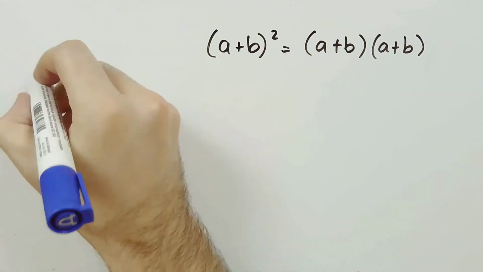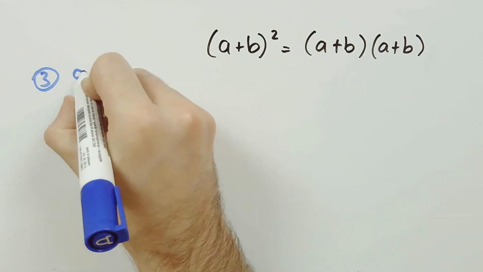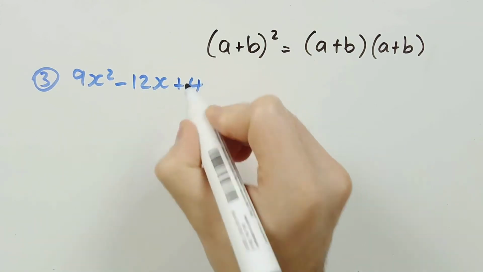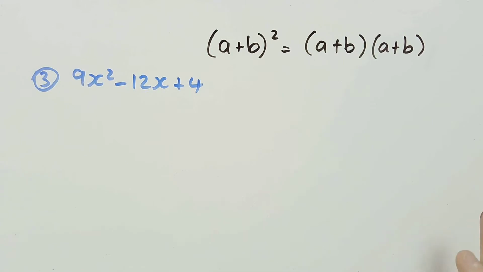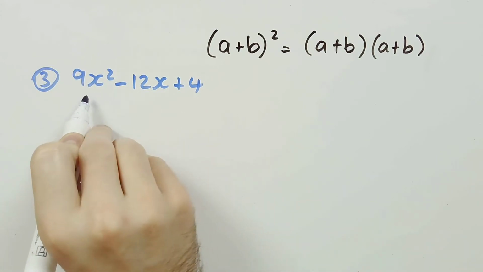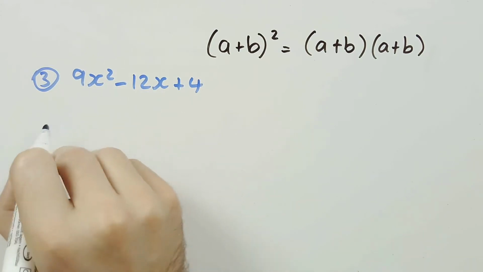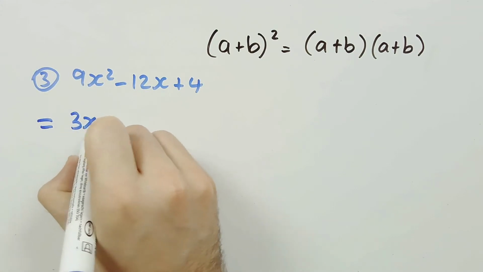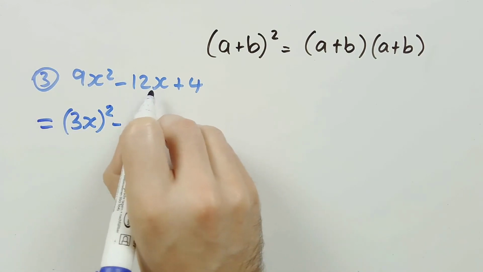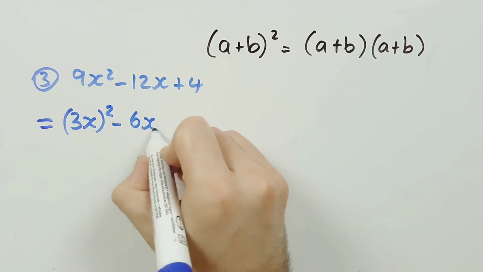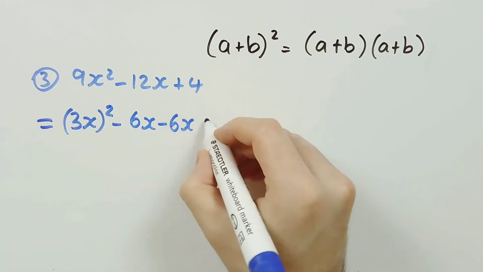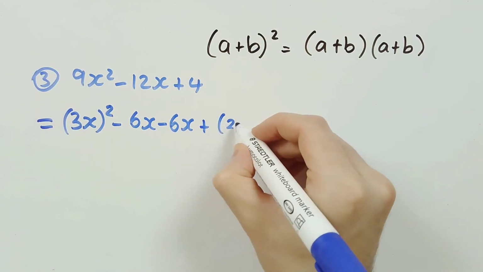And let's have a look at our third question. 9x squared minus 12x plus 4. So one other interesting technique is to attempt to rewrite each component in a bit of a different way. So let's write 9x squared as 3x all squared, and let's write, like we did previously, 12x as split into 2 components, so minus 6x minus 6x, and then we'll also represent 4 as 2 squared.